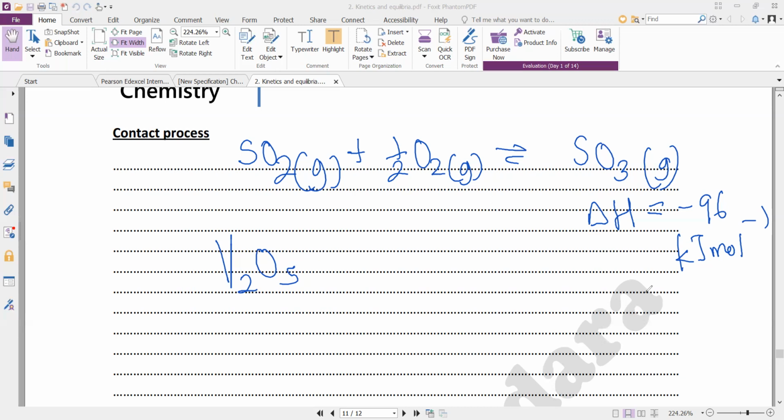Next, at 180 atm pressure, percentage conversion is 97%. So with 97%, you should be satisfied; there's no need to struggle for the remaining 3%.